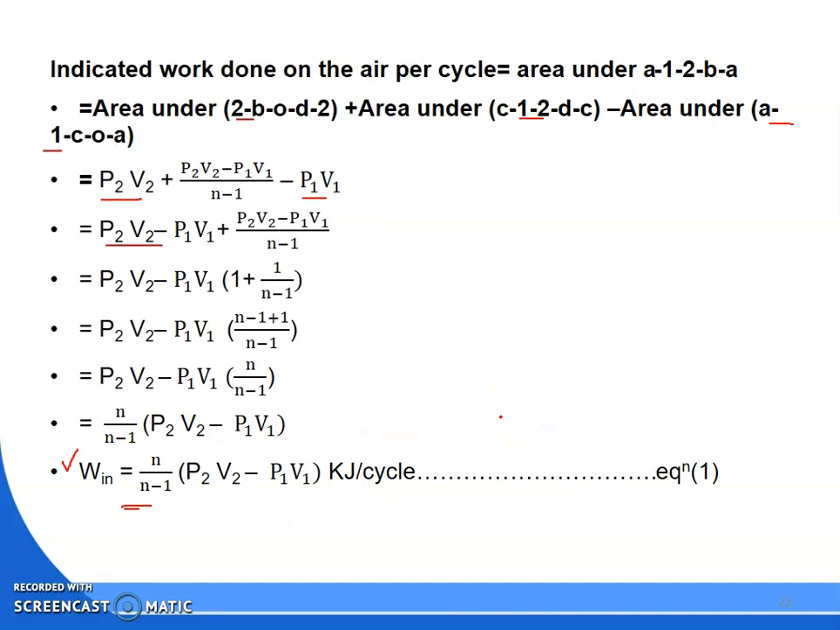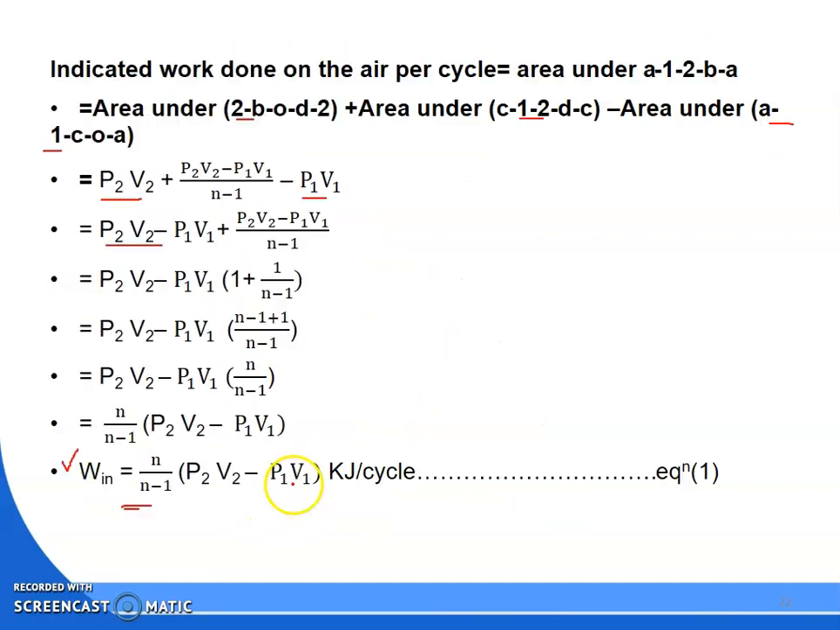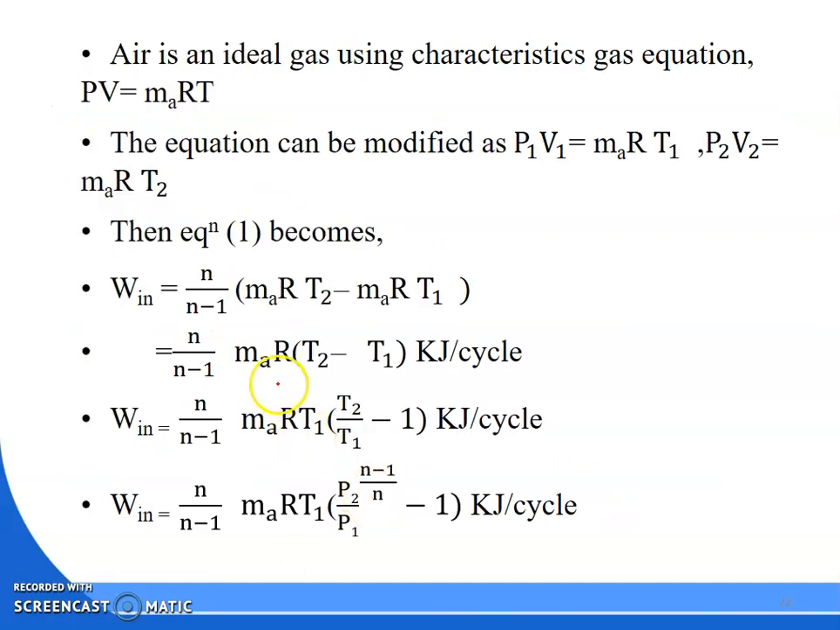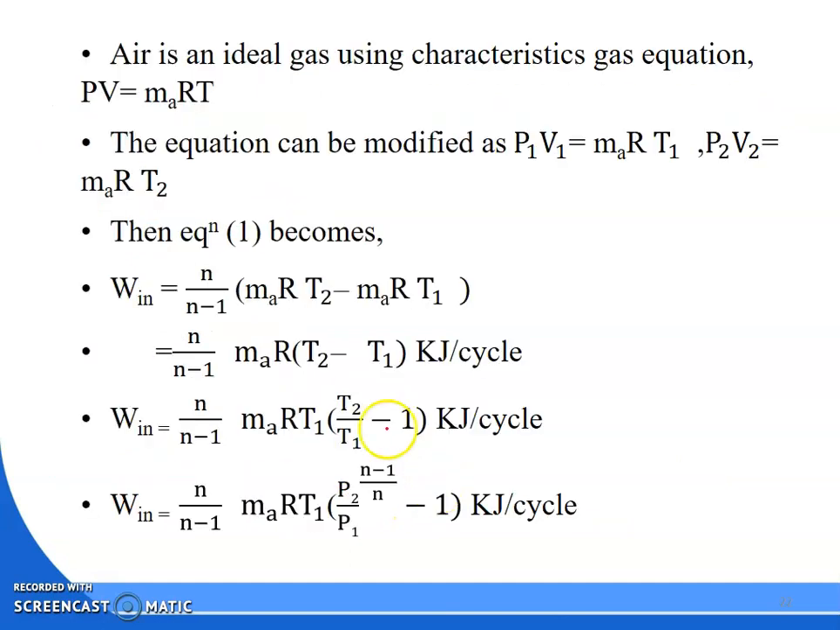If I rearrange this equation, air is an ideal gas, so you can put PV equal to MRT, the ideal gas characteristic equation. So for P1 V1 we can put M R T1, and for P2 V2, M R T2. Then equation 1 becomes: in place of P2 V2 we put M R T2, and in place of P1 V1 we put M R T1. So M R T2 minus M R T1, taking the mass of air into R common, what is left is T2 minus T1. That is one formula.